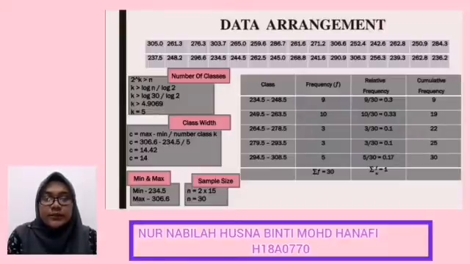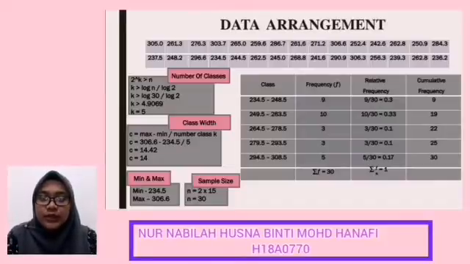The next one is we need to arrange the classes. The first class is 234.5 until 248.5. The second class is 249.5 until 263.5. And we need to arrange until the fifth class. We move on to the frequency. Frequency for the first class is 9. Second class is 10. Third class is 3, fourth class is 3, fifth class is 5. The total number of frequency is 30.